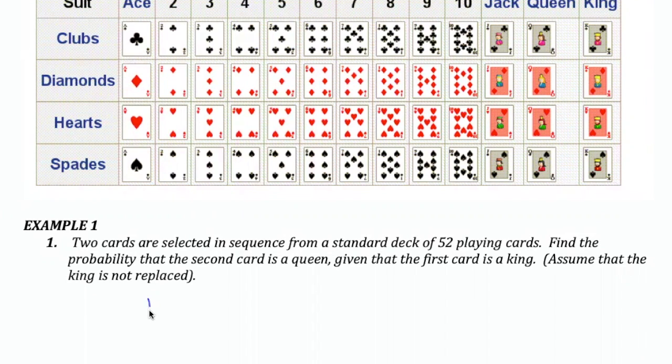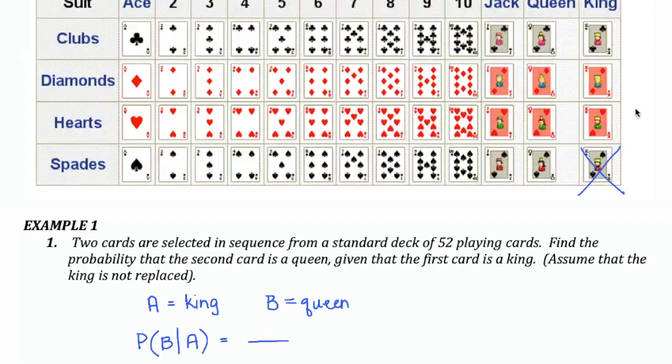My first event, event A, is going to be selecting a king, and the second event is choosing a queen. So what I'm looking for is the probability of getting a queen given that a king has already been chosen and not replaced. If I take one king out of the deck, my denominator for my fraction should be the total number of possible cards that are remaining for me to choose on my second draw, which would be 51.